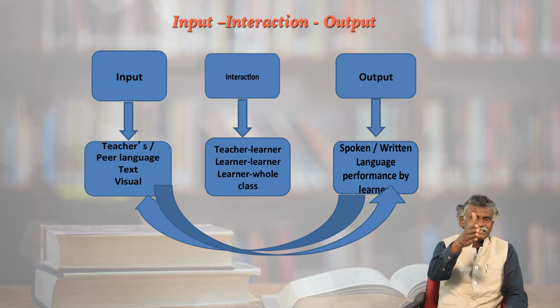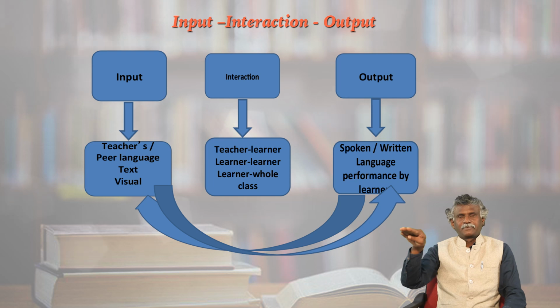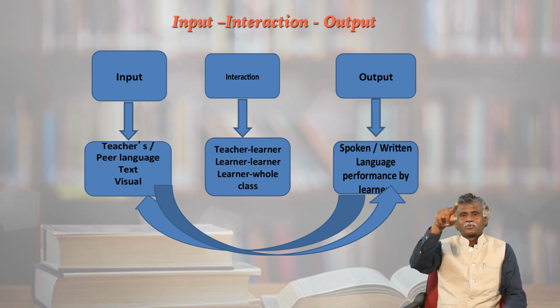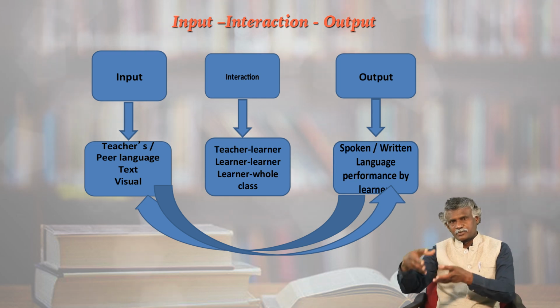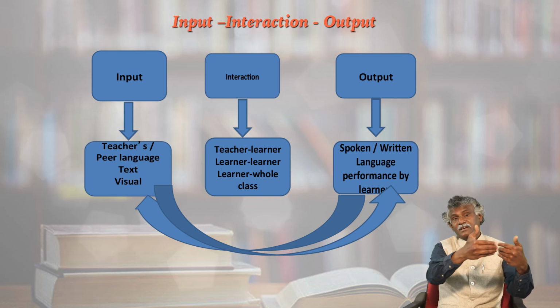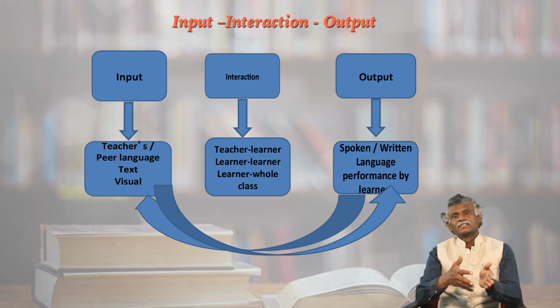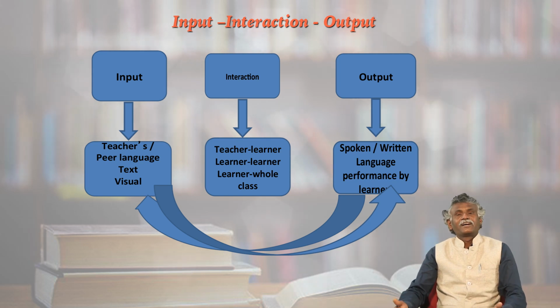So how does that happen? We have seen how inputs are given and language learning takes place. Sometimes an output that some children have produced, commented on and spoken, becomes input again for other learners or for themselves. Sometimes input leads straight to language output without even interaction. This is how language learning happens.